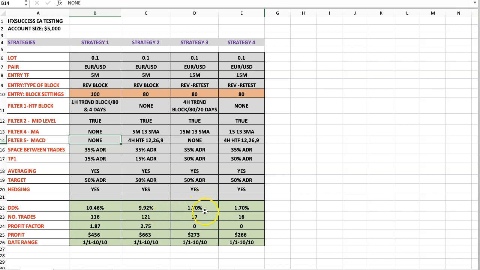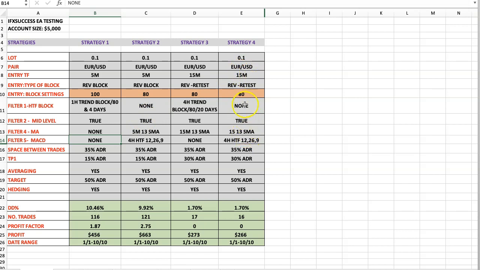The drawdown was way less, so this is ultra conservative. We only had 17 trades compared to 100 or more trades, so this is way less. Profit factor gave me 0 because it didn't have any losing trades in here, so it can't calculate the profit factor. That's why it was 0. And then the profit was only $273.